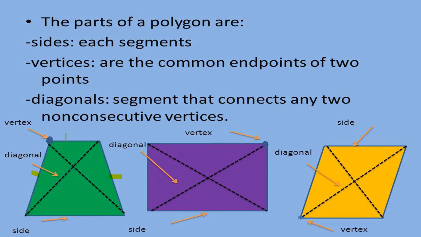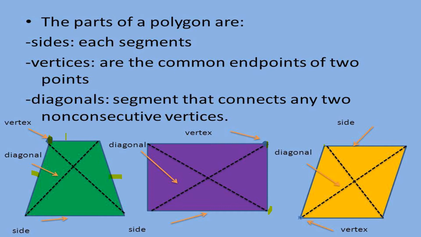Next, vertices. What are vertices? Vertices are the common endpoints of two sides. So this is one vertex. Vertices is the plural word; vertex is the singular word. Where two sides meet at the endpoint, this is called the vertex.